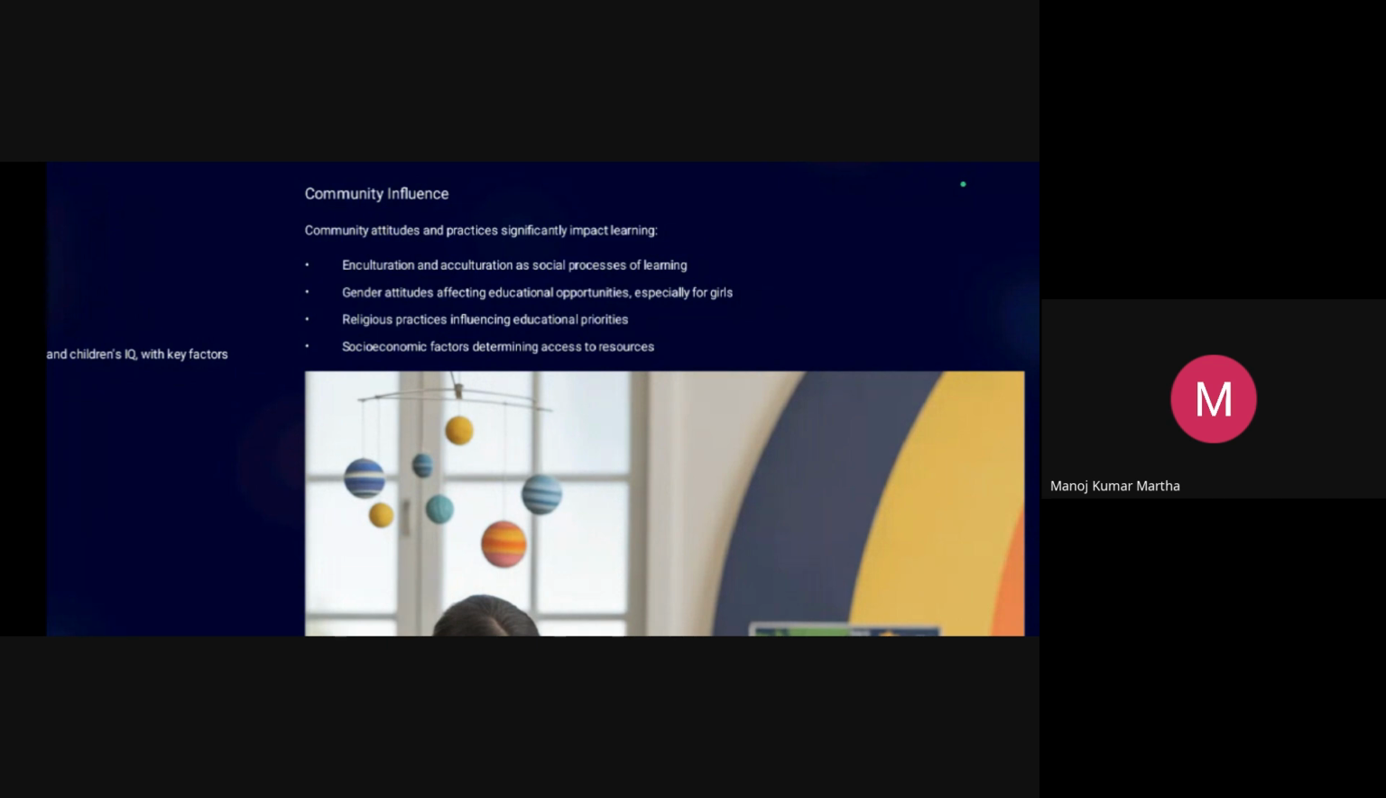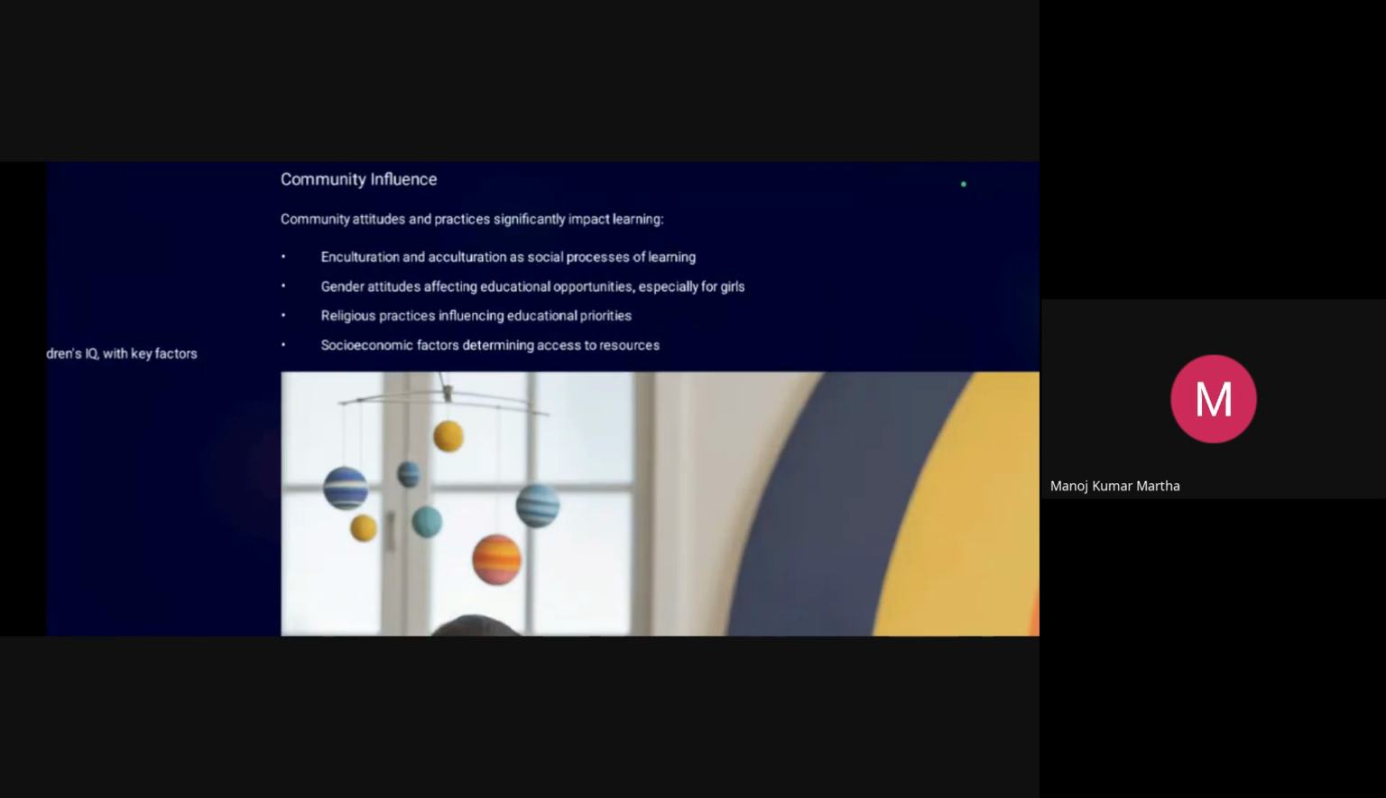Enculturation means when we are acquainted with our own society, when we learn the beliefs, attitudes, practices of our own society, that is known as enculturation. And acculturation means, when two societies are combined, and when we learn the essence of these two societies, two cultures, that is known as acculturation. It is also a process of learning.